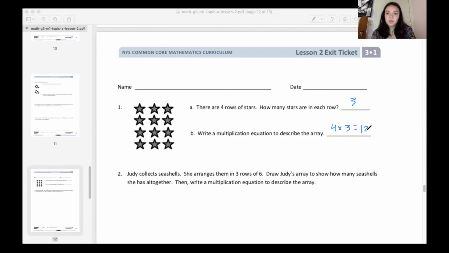Remember, you can skip count, you can add, you can count them individually. I'm going to skip count again just because I prefer it. 3, 6, 9, and 12. When you look at it, 1, 2, 3, 4, 3, 6, 9, 12.